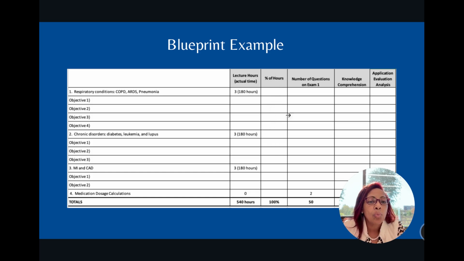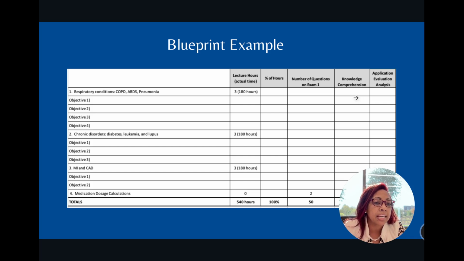And then what is the number of questions on exam 1 related to that specific objective? And then the last step is, what is the level for knowledge and comprehension, those lower levels, and then the mid to upper levels that we just talked about. Some nursing programs actually map to the exact level of the taxonomy. That is recommended as a best practice.